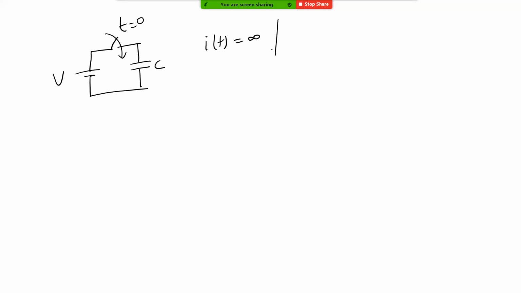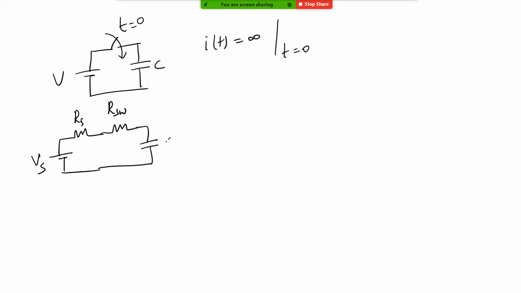Okay, at t equal to 0. You understood? Because this is a pure mathematical problem. Yes, in practice, what will happen? Any battery or any voltage source will have some R. This is the VS, RS. The switch will have some resistance, R switch.